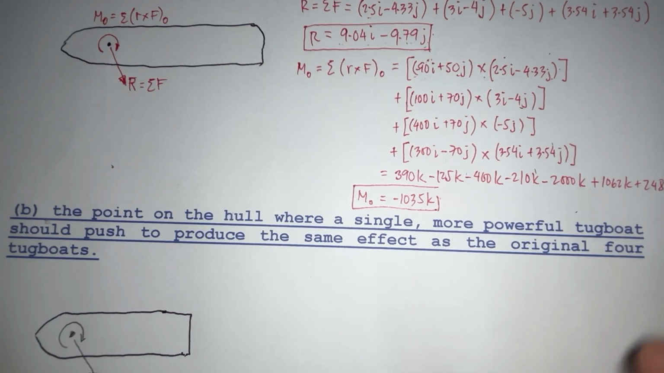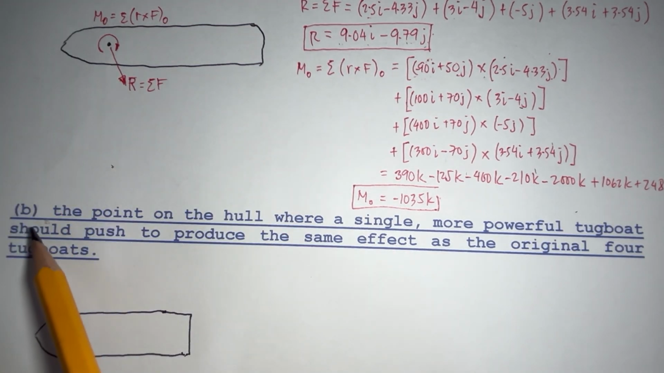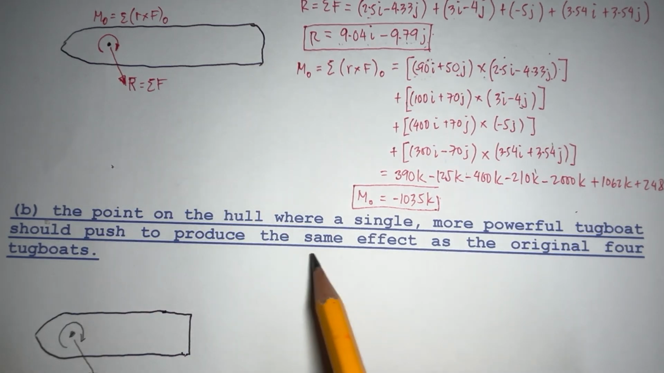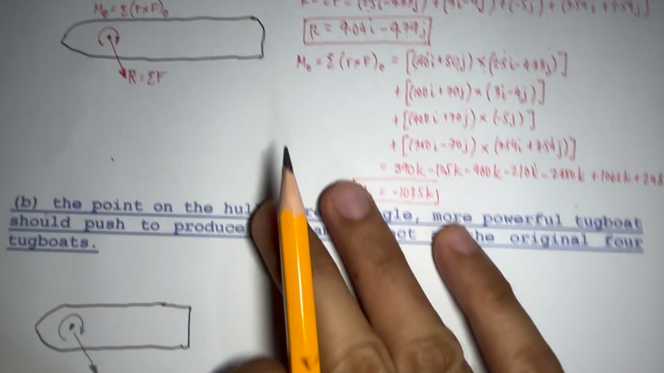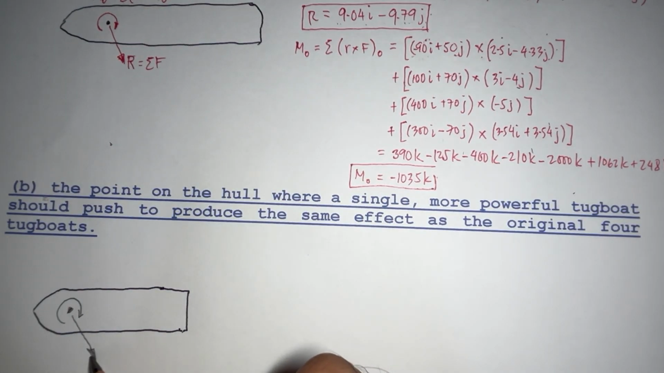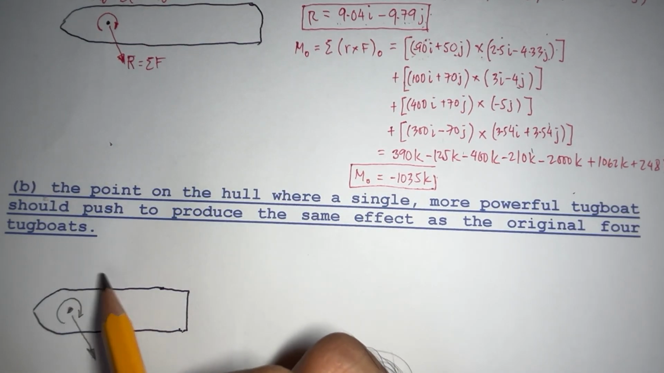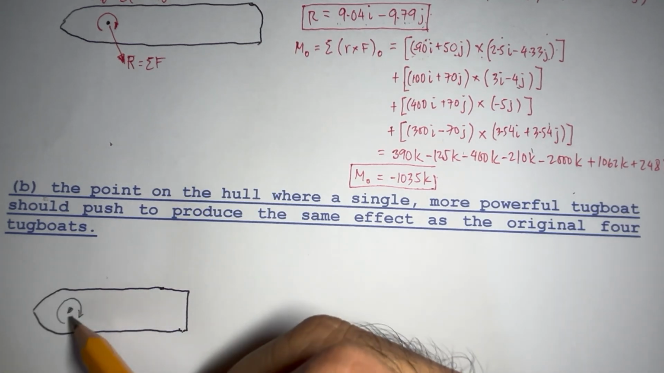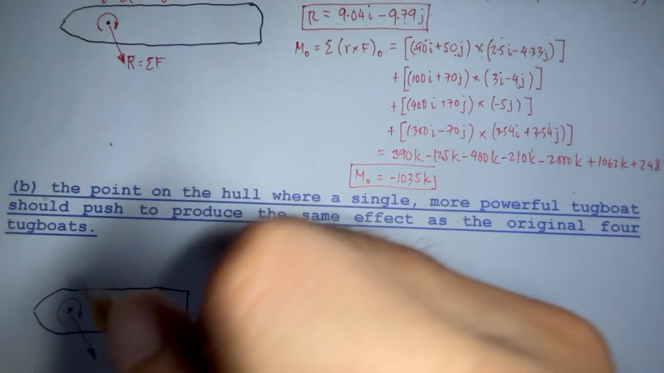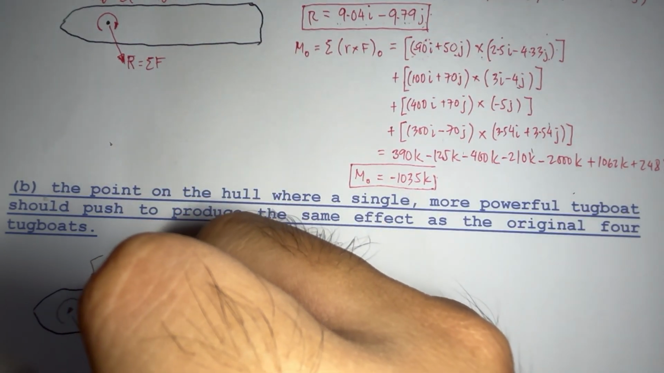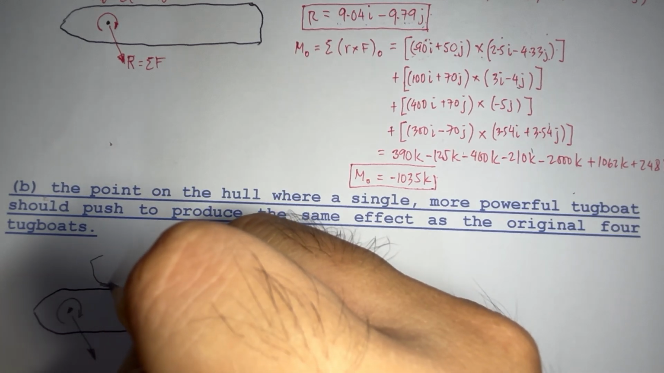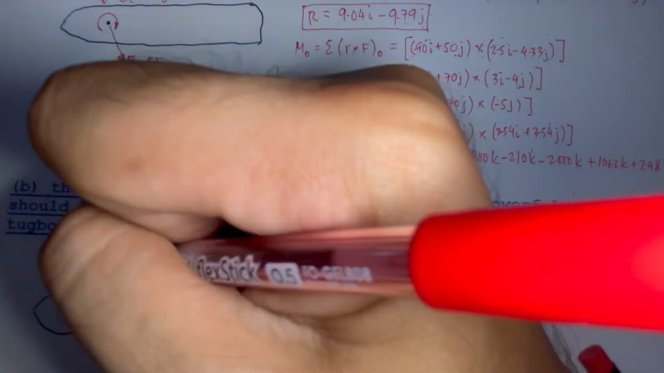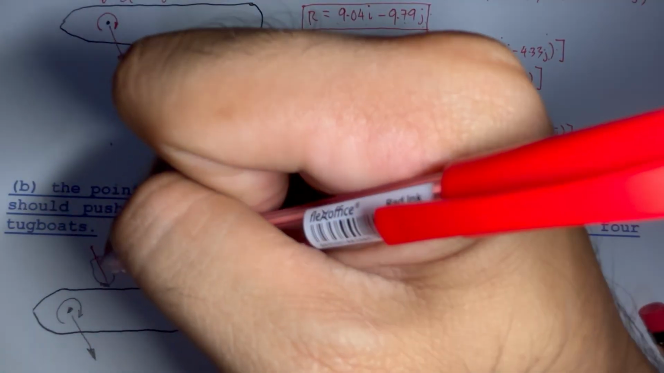Now, what we want to know in part B is the point on the hull where a single more powerful tugboat should push to produce the same effect. Knowing that our force is directed towards that direction, our powerful tugboat should be placed at the top here, because it should be pushing our ocean liner downwards. So the tugboat is located at the upper side of our ocean liner, and the force it exerts is towards that direction.